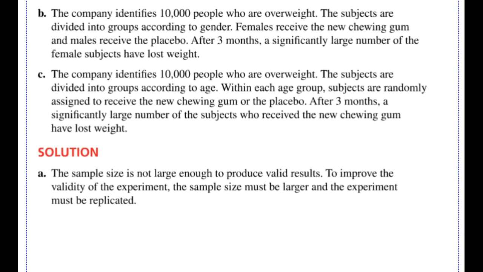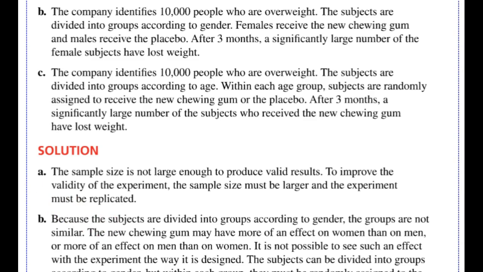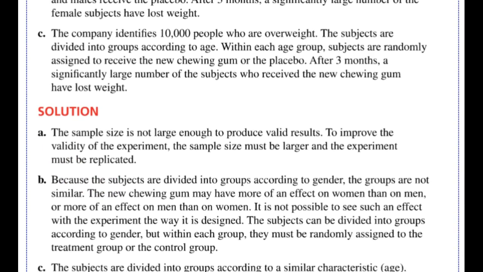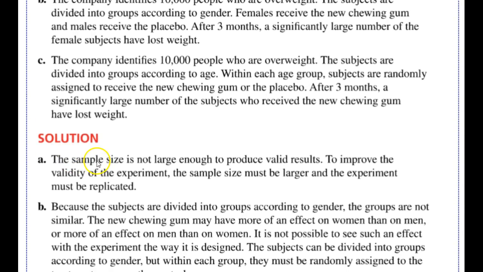So let's look at B. The company identifies 10,000 people. So here in this problem, we fixed the problem that we saw earlier: 10,000 people who are overweight. The subjects are divided into groups according to gender. Females receive the chewing gum and males receive the placebo. After 3 months, a significantly large number of the female subjects have lost weight. Well, here I see I'm grouping people and separating them based on their group. So it's not a randomized sample. So there may be other things involved. It could just be that the gum works better for females than males. There's lots of other things that we can say.